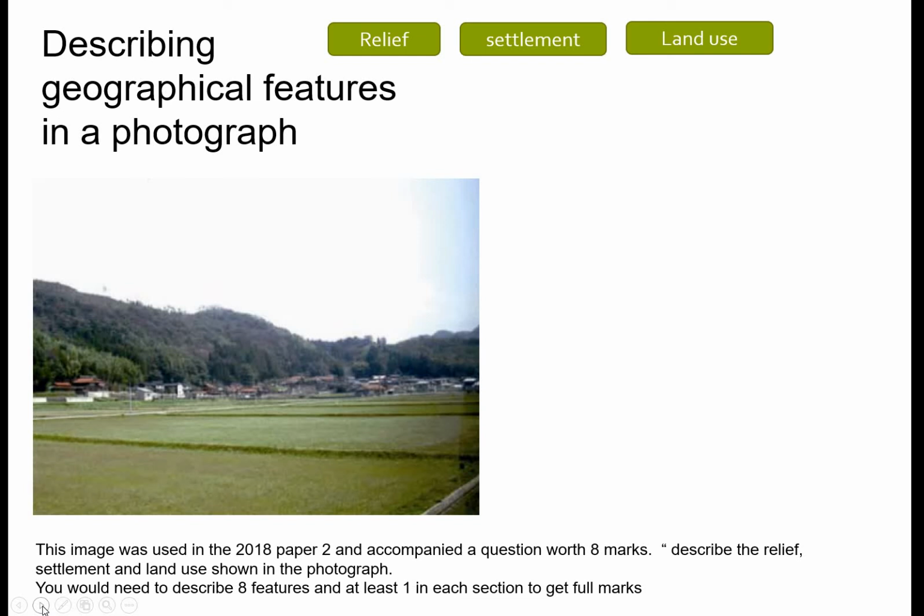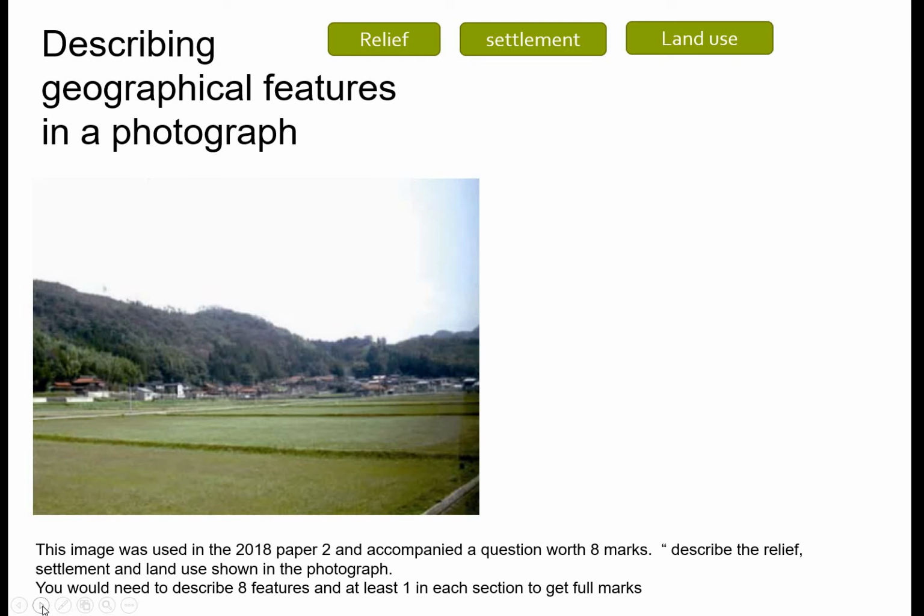If you're asked to describe geographical features, you can see human features. We want to make sure we're writing about relief, so the natural landscape, and the settlement itself. So we might see low-level housing, for example. It might be an urban geography picture, so you might talk about different types of buildings. Then land use itself, how the land is being used.